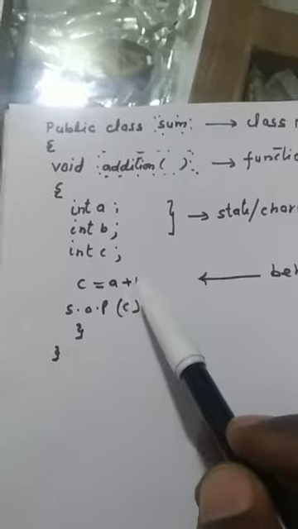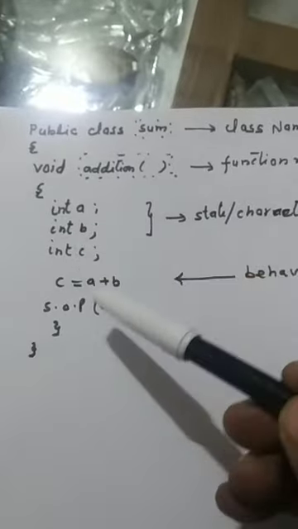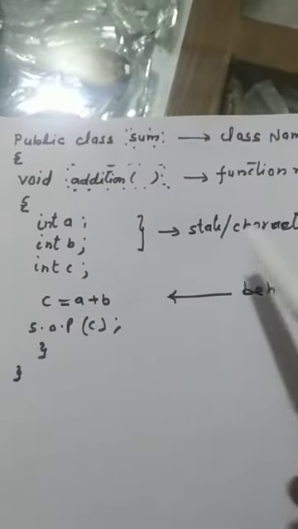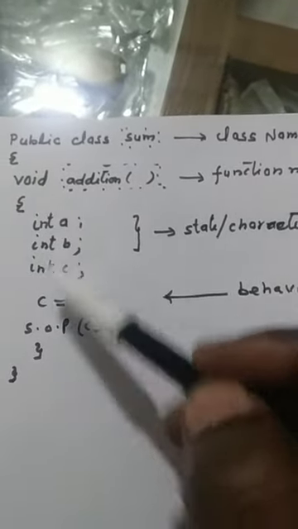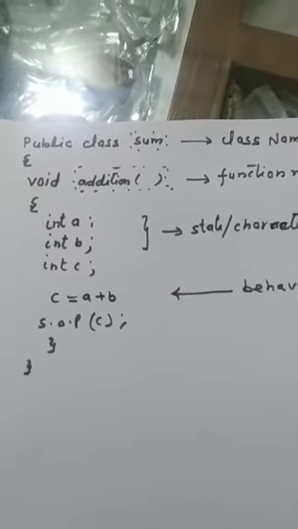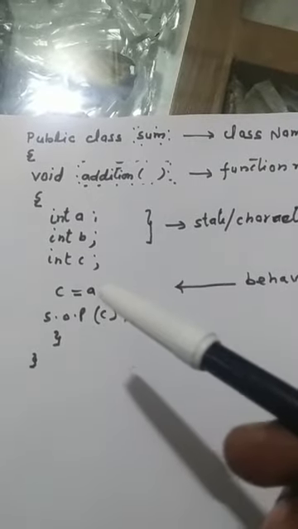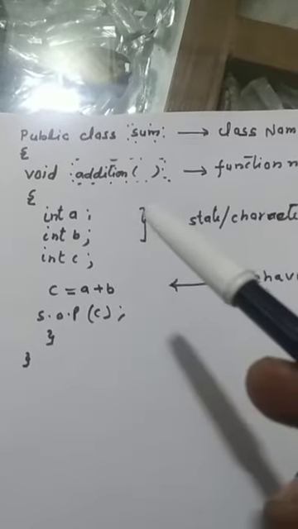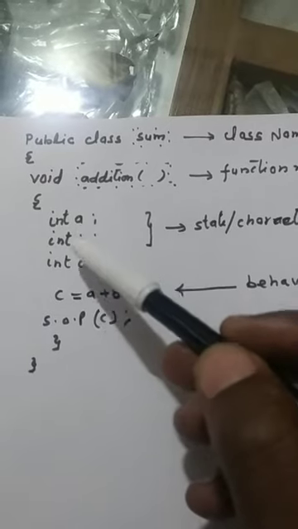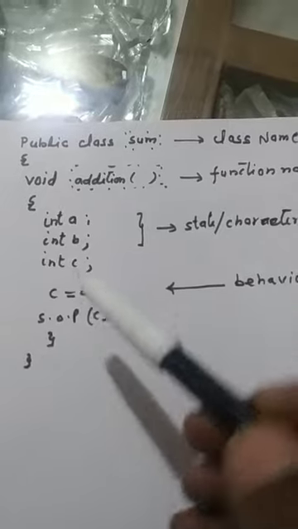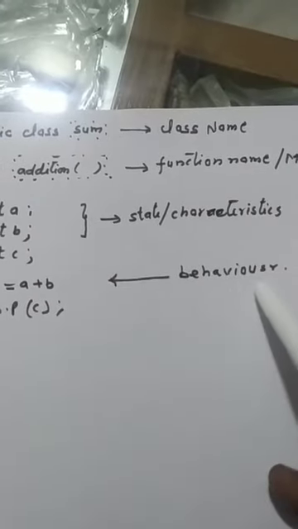So c is equal to a plus b. So this is a behavior. How these two data are working or functioning here is known as a behavior. So have you understood? State and characteristics mean these variables, and variables and functions are the objects. Is it clear? Its declaration is a characteristic or state of these variables, and how they are working, this is known as a behavior.